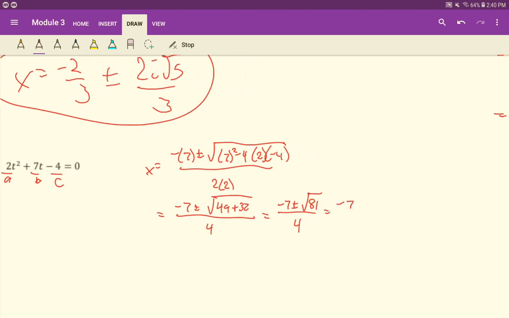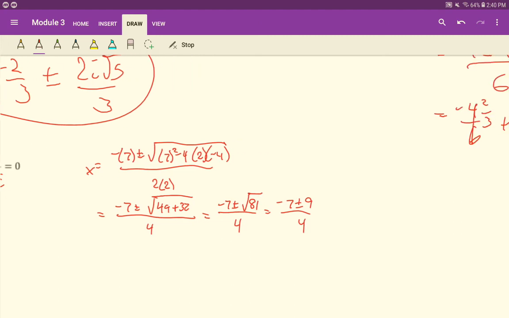Okay, so we get negative 7 plus or minus the square root of 81, which is 9. So this is a perfect square. We're going to get two nice real answers here. So that means we'll have negative 7 plus 9 over 4 and negative 7 minus 9 over 4.